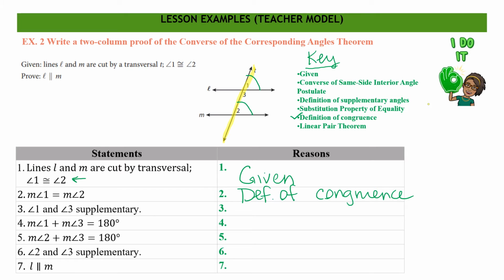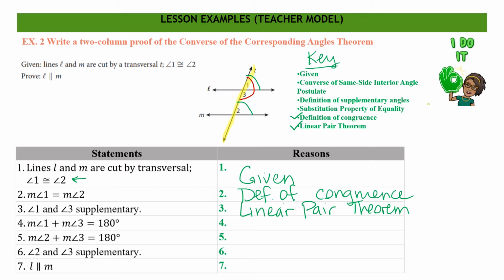The third statement says that angles 1 and 3 are supplementary. Well, let's go ahead and look at that. Angles 1 and 3 are on the same line of transversal T, where it intersects line L. So we see angles 1 and 3 are on the same line. If two angles are supplementary and we see that they are on the same line, the reason would be that they are a linear pair. And that would be the linear pair theorem.